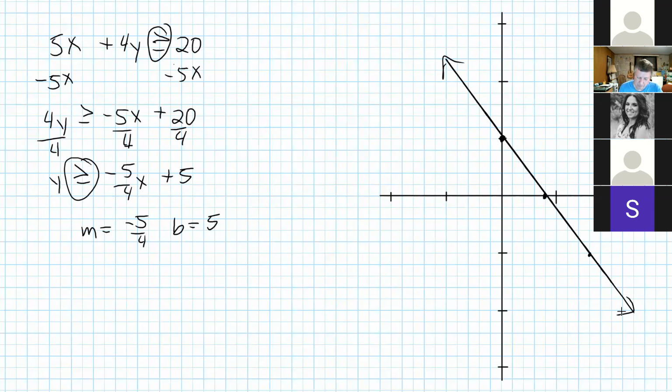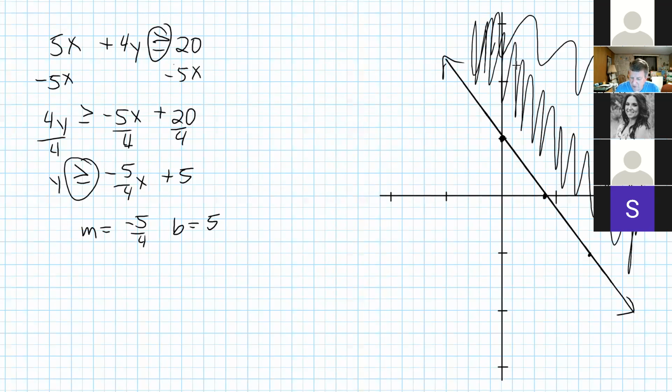Now, it says y is greater than or equal to. So where is y greater? Would it be below or above that line? Above, correct. So for our solution, you'd shade everything above, and it's your fence as well. Here's the neighbor down here. Your property is up here, and you own the fence. It's included because it's y is greater than or equal to.